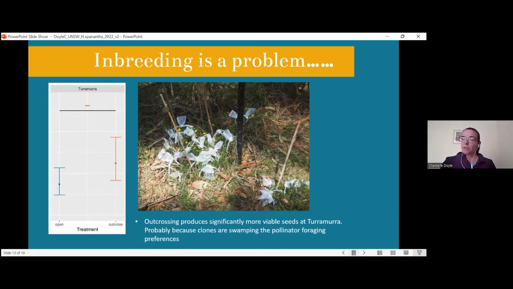And the reason that we think for that is the Tarahumara population has a lot of big old clones. You can see them in that picture, and they are probably swamping the pollinator foraging, in that they don't fly to unrelated plants, they just go diagonally between flowers.